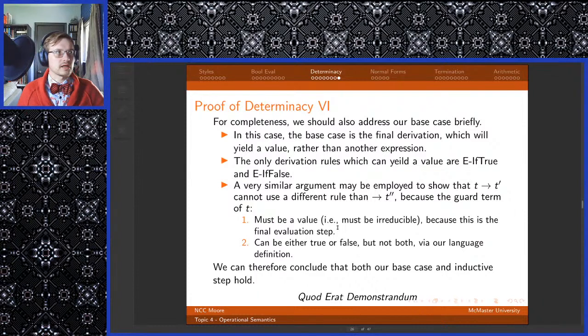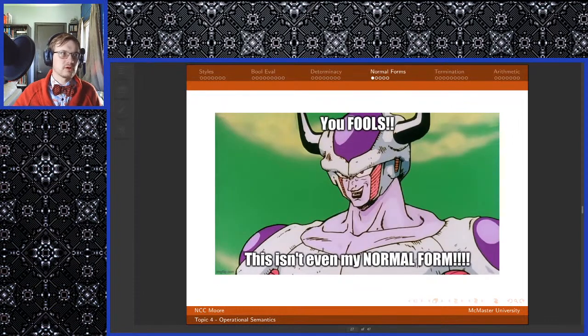Basically, in order to evaluate a term to two different values, you would need a term to be two different values at once, which of course doesn't exist in our language. We can therefore conclude that both our base case and our inductive step hold, quod erat demonstrandum. So, there you go. Now I'm going to hold for questions, and next we're going to talk about normal forms.